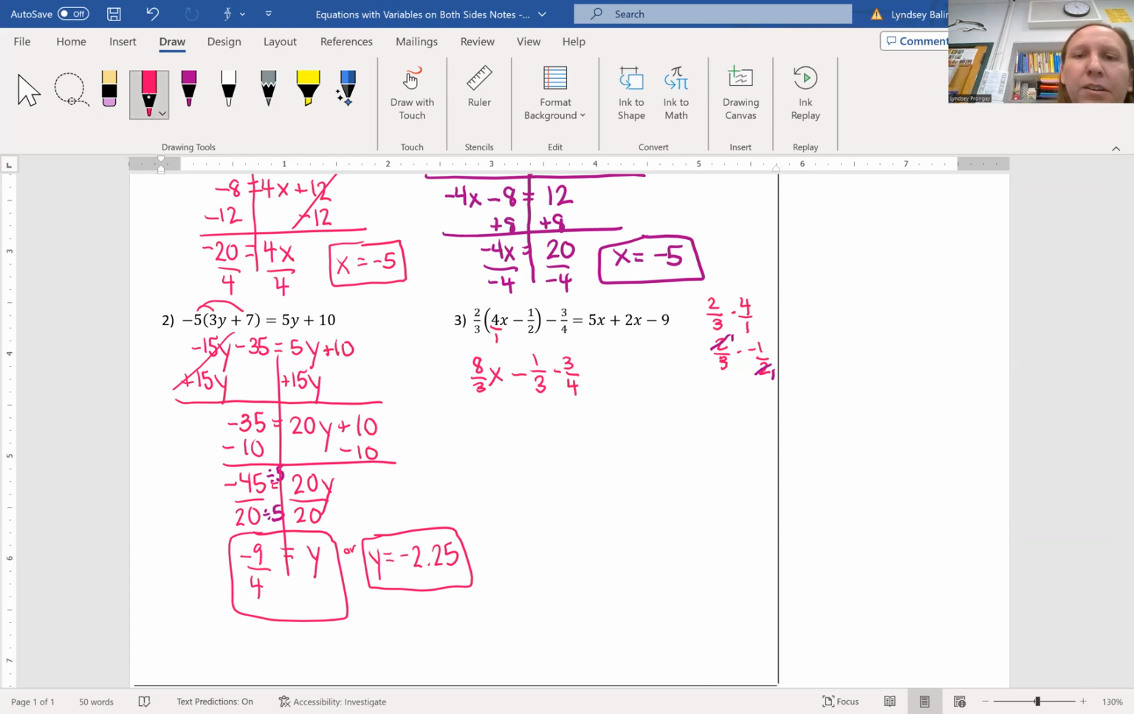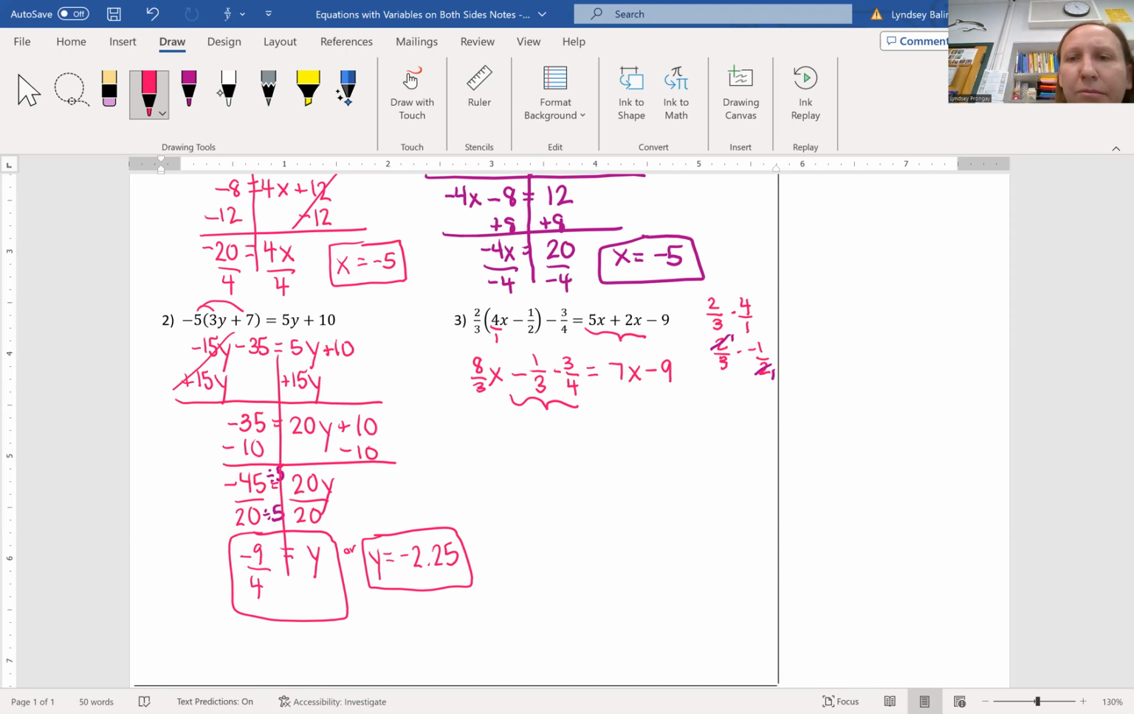As I look at the other side, the right-hand side, this one's not so bad. I have a 5x and a 2x that I can combine together. So that side just simplifies to 7x minus 9. So that side is good. But on the left, I do have 2 constants that I can put together. So I do need to make those into some common denominators.